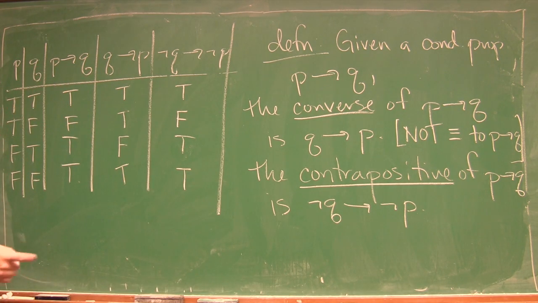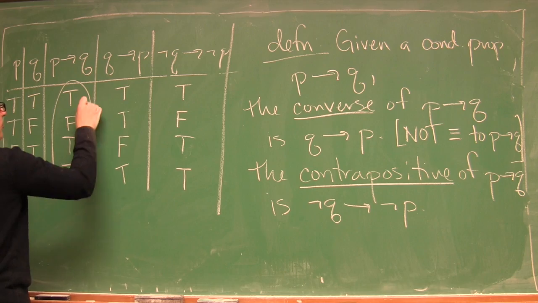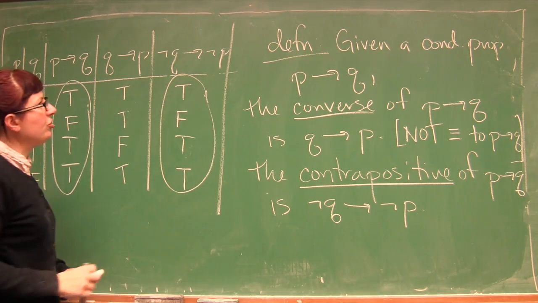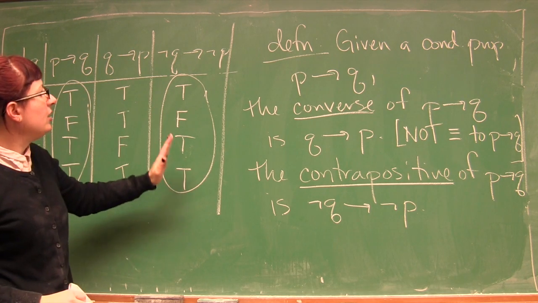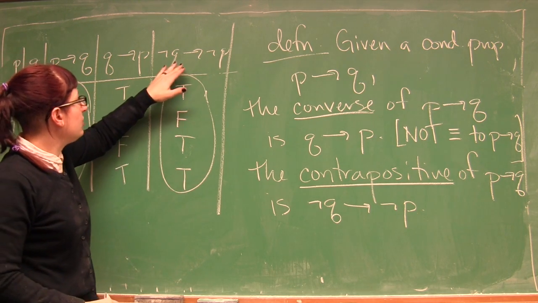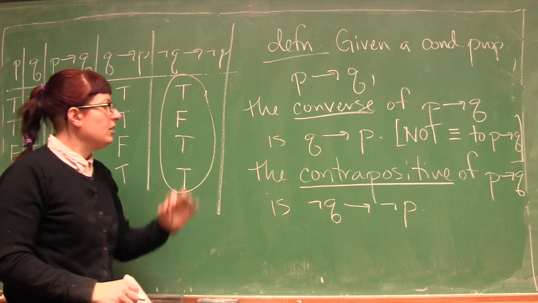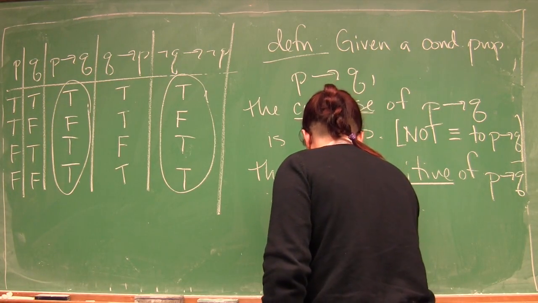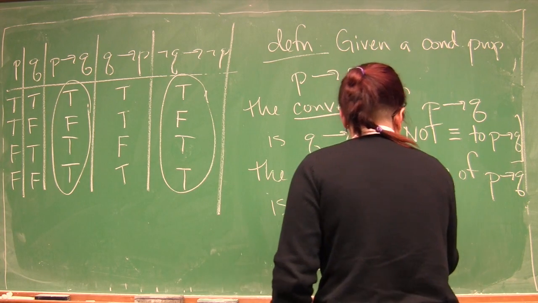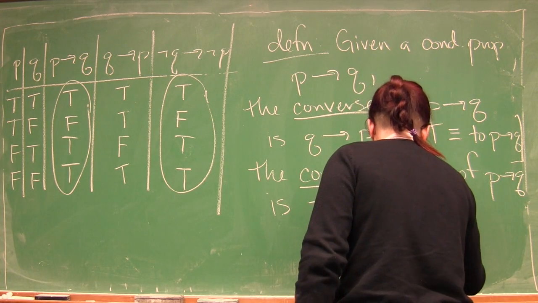Okay. So now we see that looking at columns, the column for the original conditional proposition P implies Q is completely matching the contrapositive, not Q implies not P. So the contrapositive is logically equivalent to P implies Q.